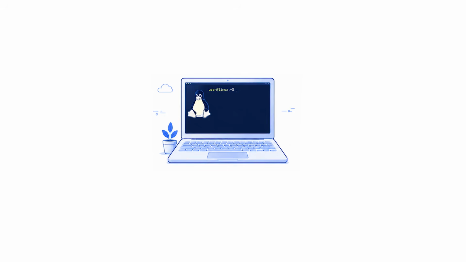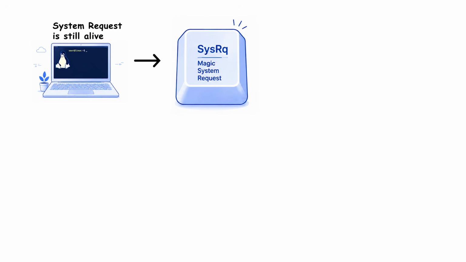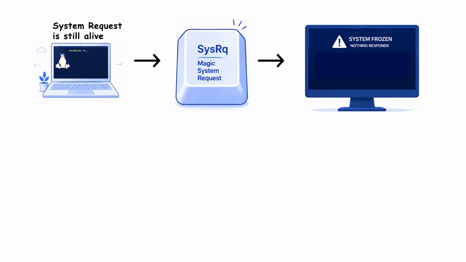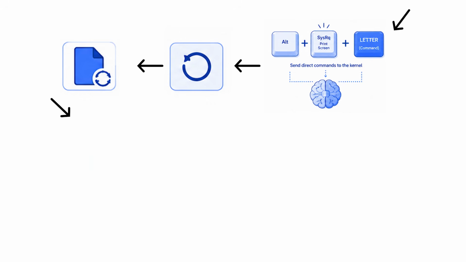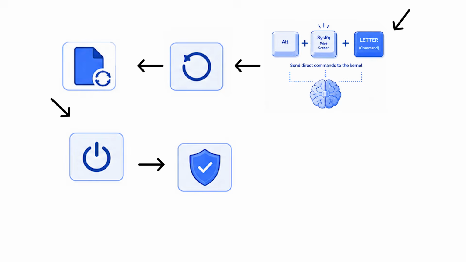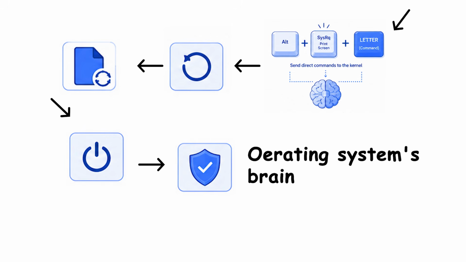If you're using Linux, System Request is still alive. It's called the Magic System Request key, and it's actually one of the most powerful keys on your keyboard. When your system freezes and nothing responds, no mouse, no keyboard shortcuts, nothing, you can press Alt plus System Request plus a specific letter to send direct commands to the kernel. You can restart. You can sync files. You can safely shut down. It bypasses everything and talks straight to the operating system's brain.